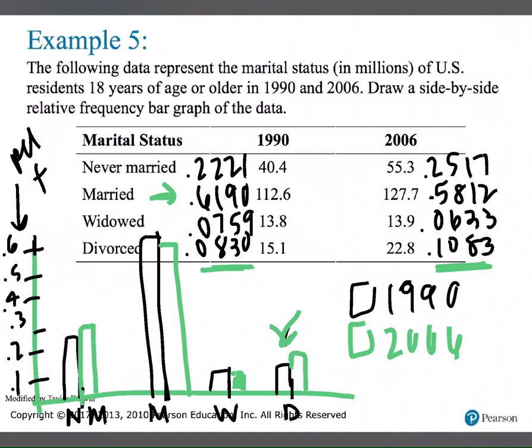We know that in both years married was the highest. But if you look, the reason we do relative frequency is because 1990 looked like less people were married than 2006, and that's just because there are more people living now in 2006 than 1990. But when you do a relative frequency, 1990 actually had more, which means proportionally in 1990 more people were married. And so that's why we do relative frequency versus frequency when we compare things that may have a different data set, meaning 1990 definitely had fewer people than 2006.